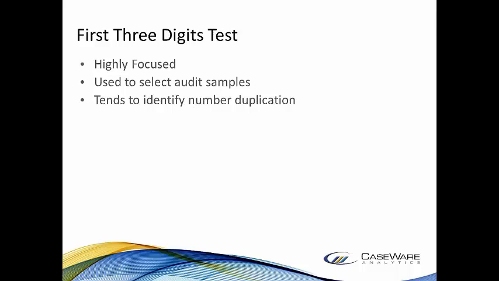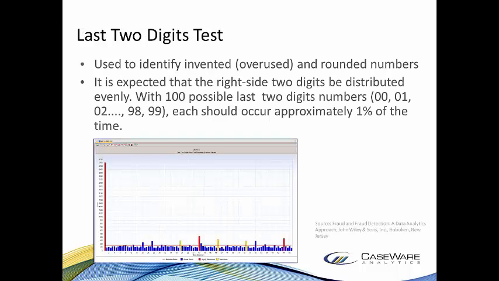It's more focused, and it uses the same theory as the first two digit test that we just talked about. And the first three digit test tends to identify number duplication. In the next slide, the last two digit test, it's used to identify round numbers usually.